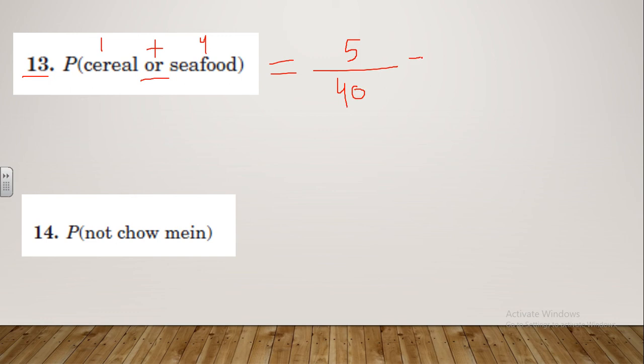So 5 over 40. Can we make it more simple? Excellent, we can. And how? Can you tell me? Yeah, good job. By dividing by 5. So 5 divided by 5 equals 1, and 40 divided by 5 equals 8. Great job.